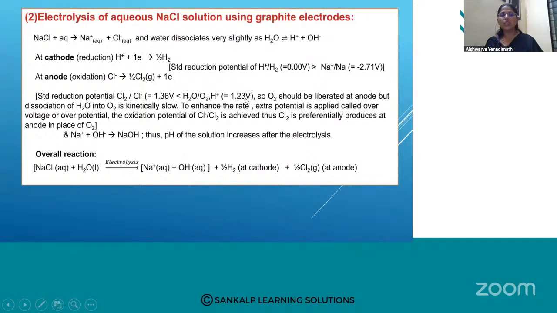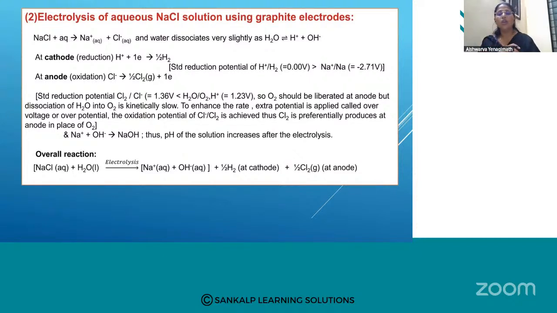You can say an aqueous solution of NaCl is called brine solution. When you subject NaCl to electrolysis, NaCl decomposes into Na+ and Cl-, all that we have seen. We saw the cathode reaction and the anode reaction. So the overall products are NaOH. That's the reason the pH of the solution increases. And then we have H2 and Cl2 gases liberated.